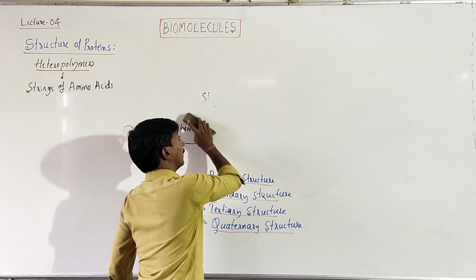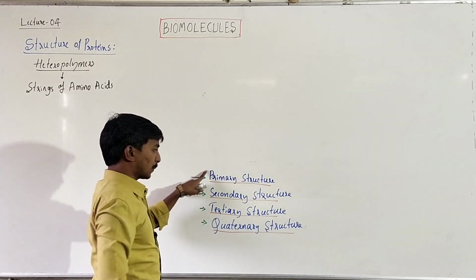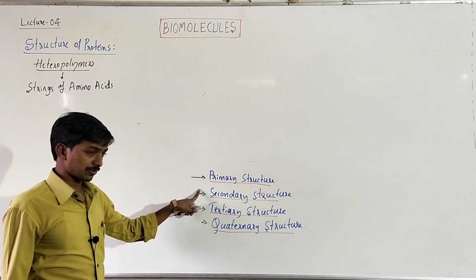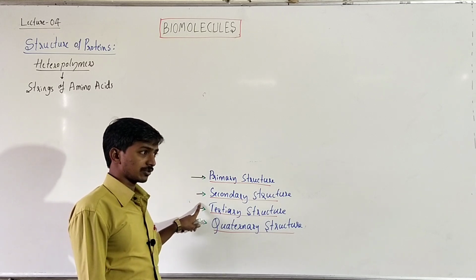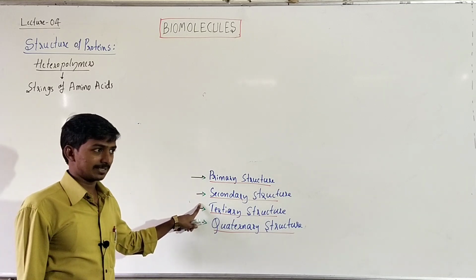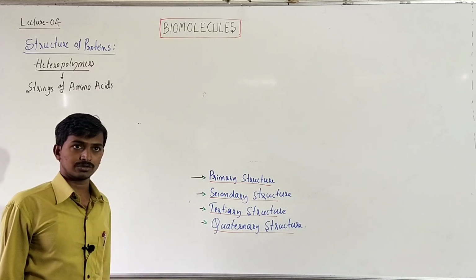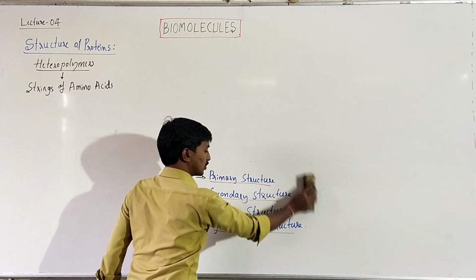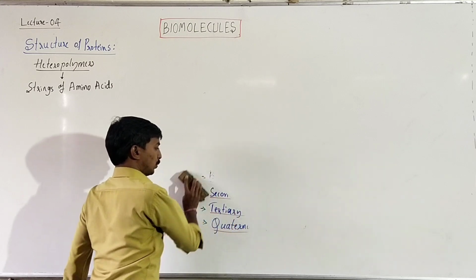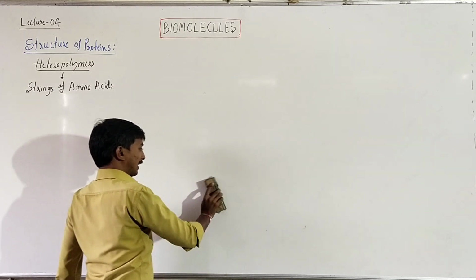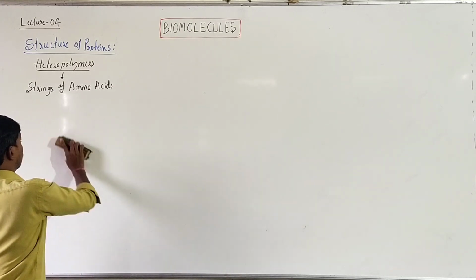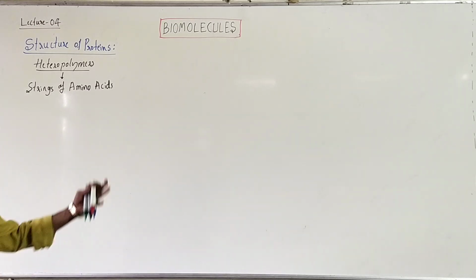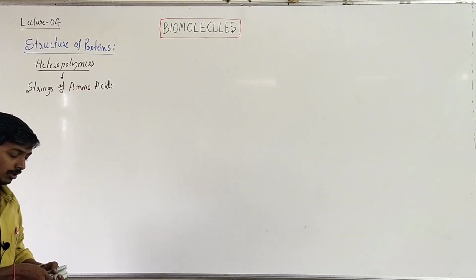It means the primary structure of protein, the secondary structure of protein, the tertiary structure of protein, and lastly we will discuss the quaternary structure of protein. Today's class will be very short since we need to finish up the proteins, and in the next class we will go to the next biomolecule. So coming to the class, structure of proteins.